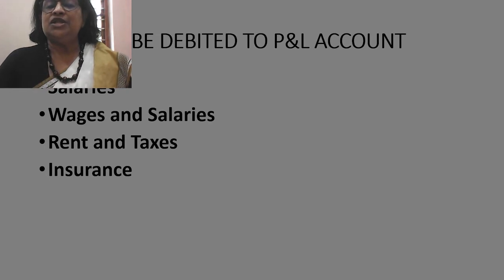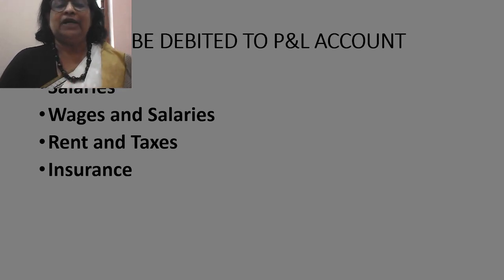This distinction is very important because if it's a revenue expenditure, direct expenditure, it will go to trading account. If it's an indirect expenditure, it will go to profit and loss account. So first item is salaries. Salaries, you know that salaries we are paying for the employees.